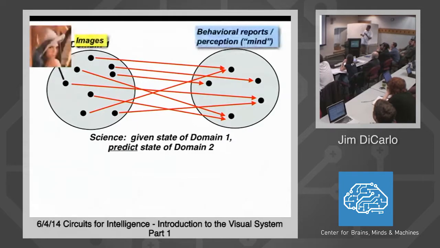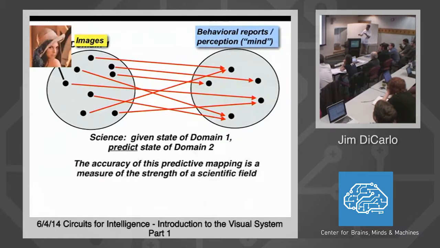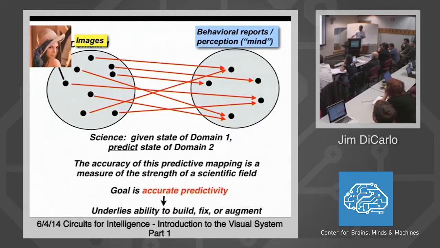And for those of us interested in vision, this is a domain of all natural images, where each point is an image, so a point in some high-dimensional pixel space, and these might be mappings to what you might perceive in that image. There could be various measures of perception here, and that's a very interesting domain, but the general problem is you'd like to be able to predict what's going to pop into your mind. Now, the accuracy of this kind of predictive mapping is the strength of any scientific field, so the goal is accurate predictivity. I don't think I need to tell this group that, but I need to tell neuroscientists that. That's what ultimately underlies your ability to fix a system that's broken, to build something comparable to it, or maybe even augment it.